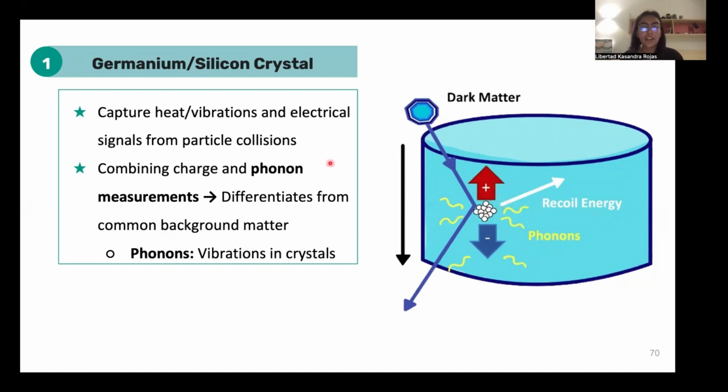Now, like I said, we're going to focus on measuring phonons, but just to give you an idea of why we want to measure, for example, charge: by measuring all of these types of signals, we're going to be able to also differentiate from common background matter. So by having all of these values, we're going to be able to tell what is obviously not dark matter.